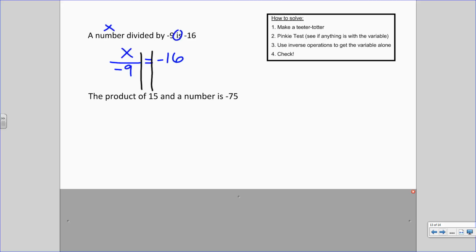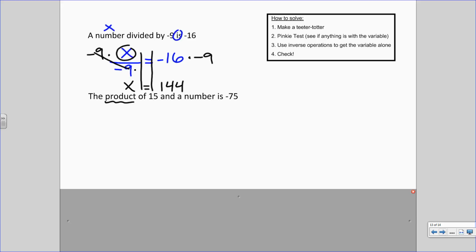Okay, to solve this, you should have noticed your x was being divided. The opposite of that is to multiply. So you should have multiplied by a negative 9. And a negative times a negative is a positive. And if we multiply 16 times 9, if I can get my calculator to work, it would be 144.